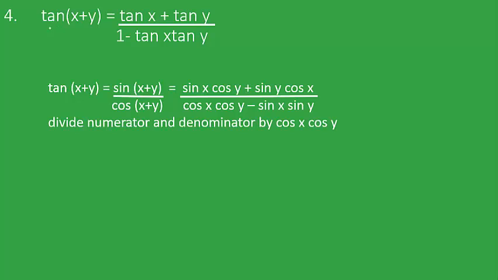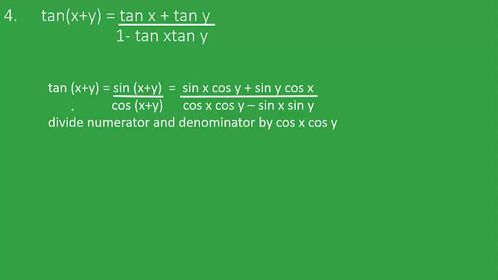Next we try to prove that tan of x plus y is equal to tan x plus tan y upon 1 minus tan x tan y. It is very easy. This is my favorite property.